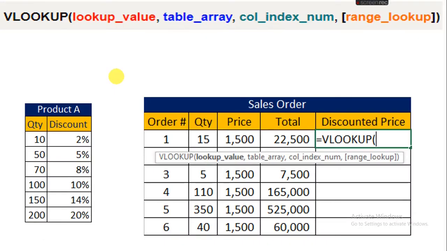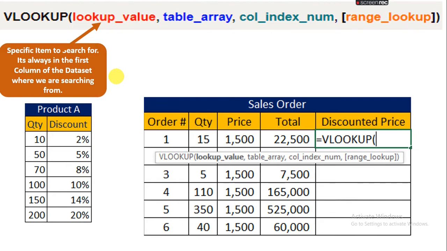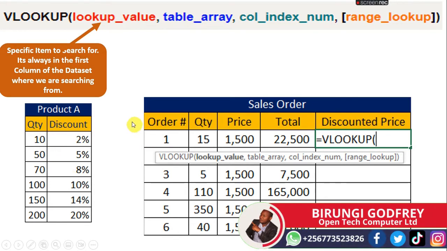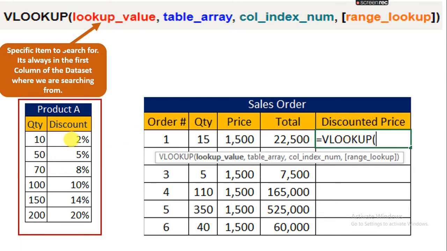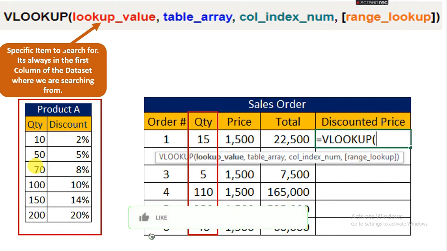The first argument that the VLOOKUP function requires is the lookup value. This is the specific item to search for, and it's always in the first column of the dataset where we are actually performing the search from. In this example, when you look at our sales order, if we were to calculate the discounted price, we would write a VLOOKUP function that would come into this table and pick for us the appropriate discount percentage, return it to this cell so that we can use it in calculating our discounted price. In that scenario, our lookup value would be the quantity column, because it's the one sitting in the very first column of the data set where we are performing the lookup from.